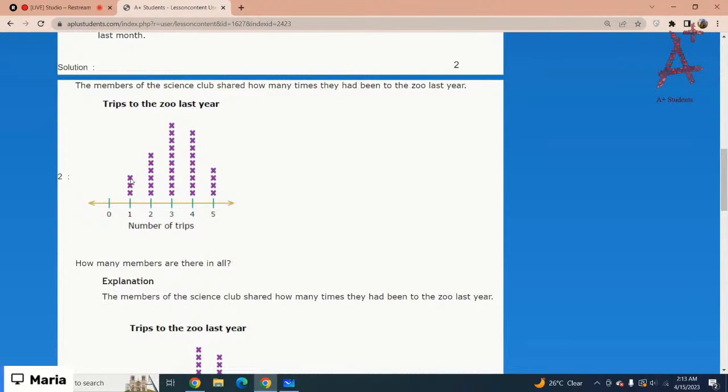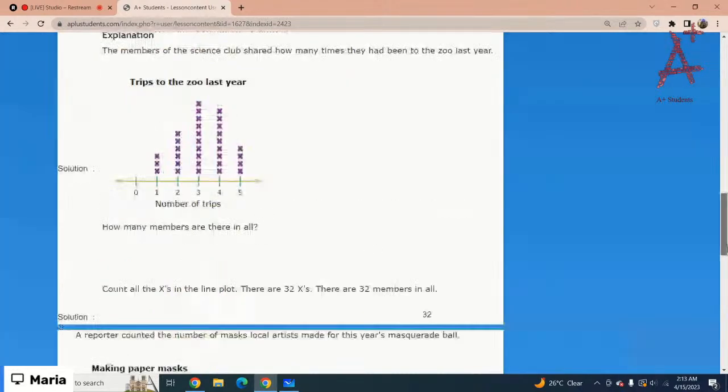So let's just see: 1, 2, 3, and 6, and 3, 6, and 10. So 19, 20, 21, 22, 23, 24, 25, 26, 27, 28, 29, 30, 31, 32. That means the total members are 32. Got it? You just have to count all the members. So the total members are 32. Got it? Okay, the total members are 32.